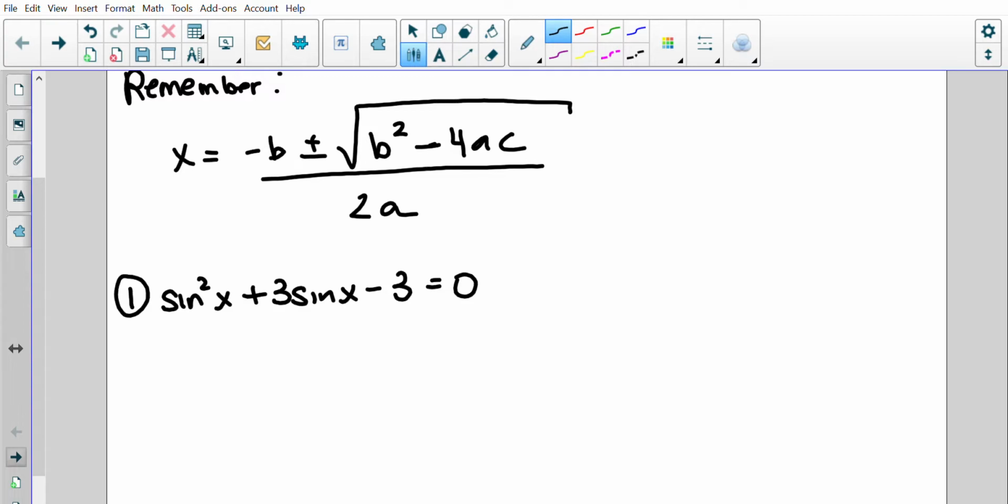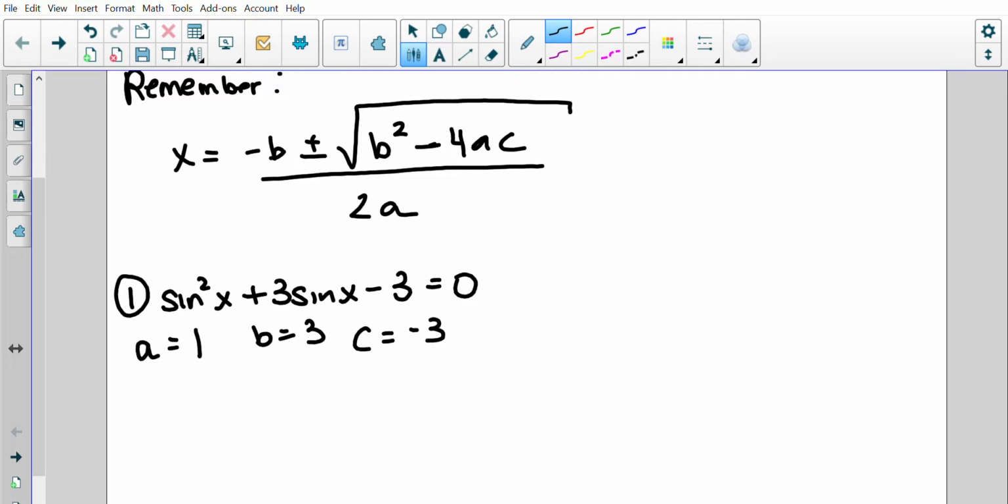So for example, number 1, we have sine squared x plus 3 sine x minus 3 equals 0. And this is a quadratic that cannot be factored normally, so I would list out what our a, b, and c components are, and remember those are just the coefficients in front of the squared term, the sine x, and then the constant respectively. So that's 1, 3, and negative 3.